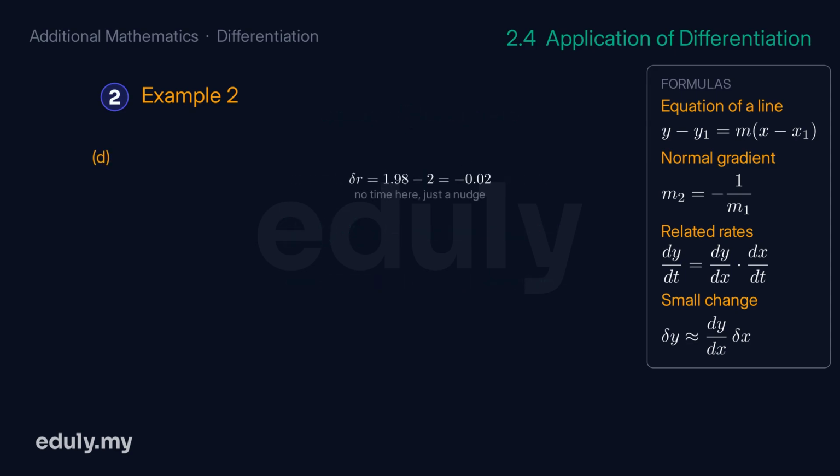The radius is corrected from 2 to 1.98. Just a nudge, delta r equals negative 0.02. Multiply by that dA/dr. Rate needs a clock, this doesn't. Delta A is about 0.56 pi, an increase.